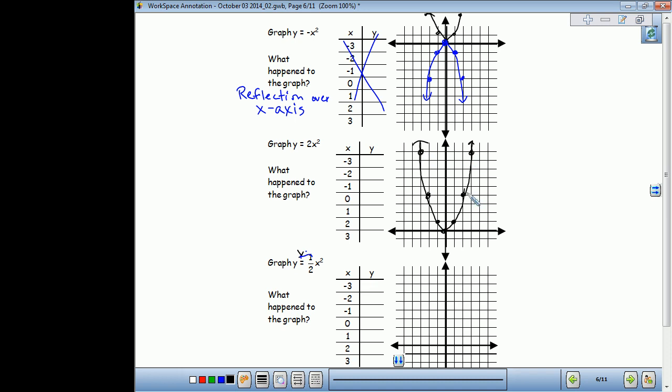Okay, so that's what that parent graph looks like. Let's draw one graph on every single one, for the examples. It just makes it easier to see what's going on. So our parent graph for these is y equals x squared. That's the parabola, a quadratic function.